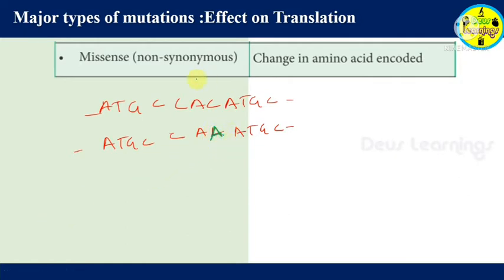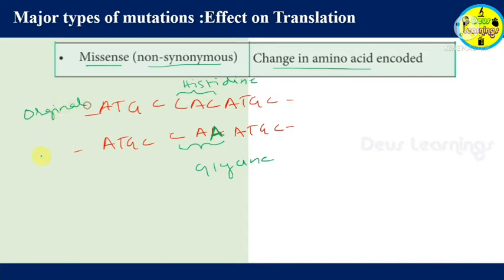Now, CAC codes for histidine. However, CAA codes for glycine. So you see the type of amino acid is changed because of a change in nucleotide. Such a kind of mutation will be known as missense or non-synonymous mutation. There is a change in amino acid, as I gave, the original should be histidine, however the mutated one gives you glycine.